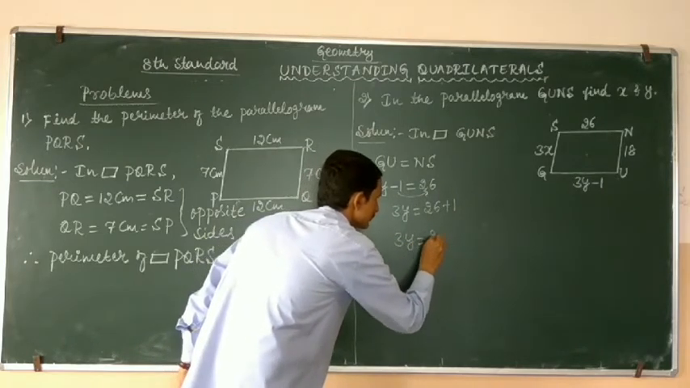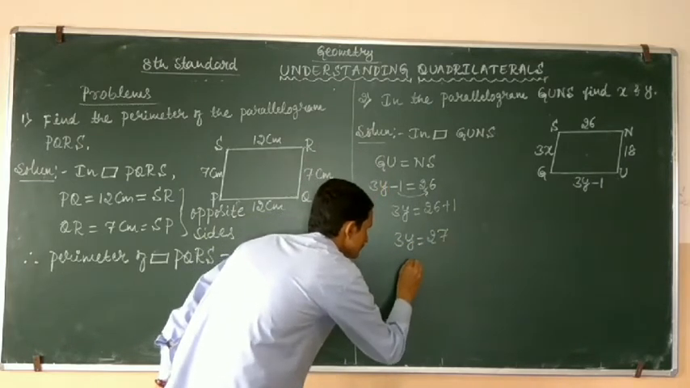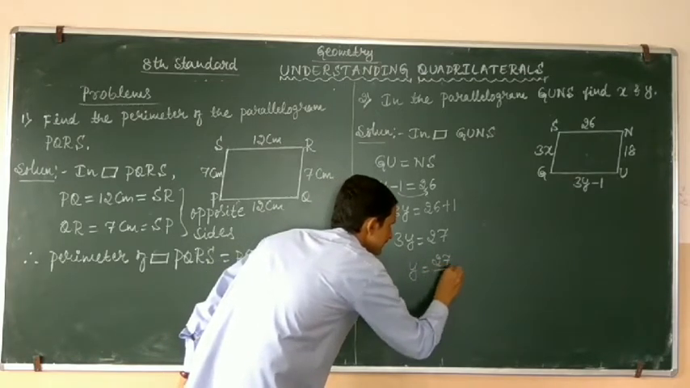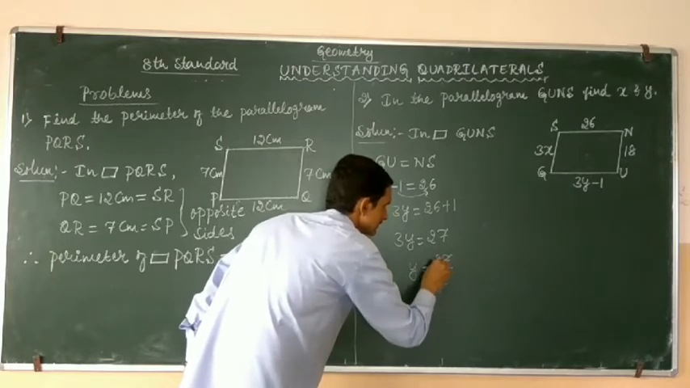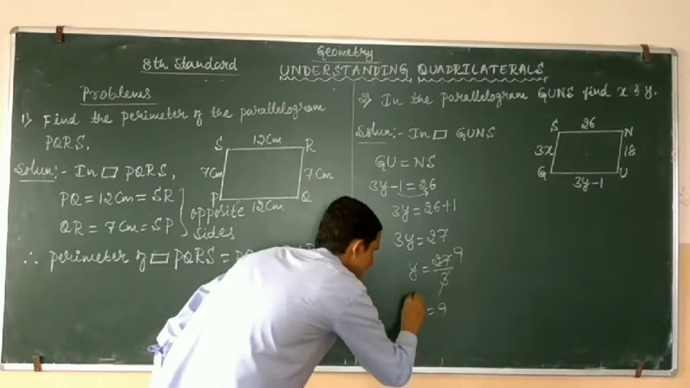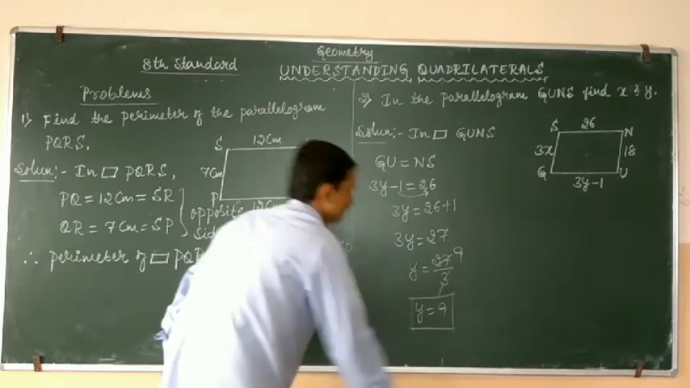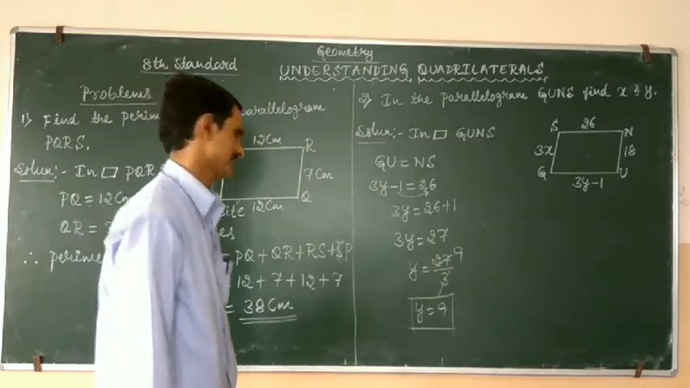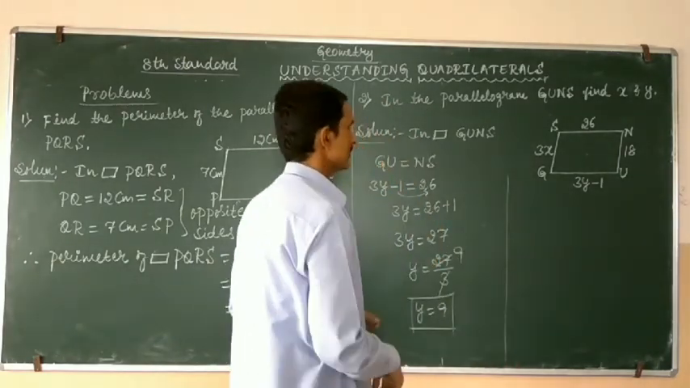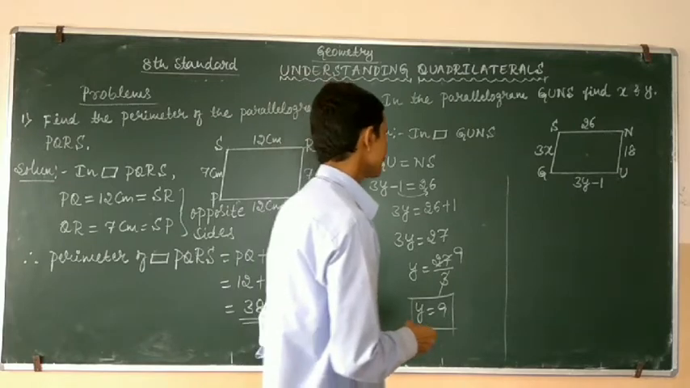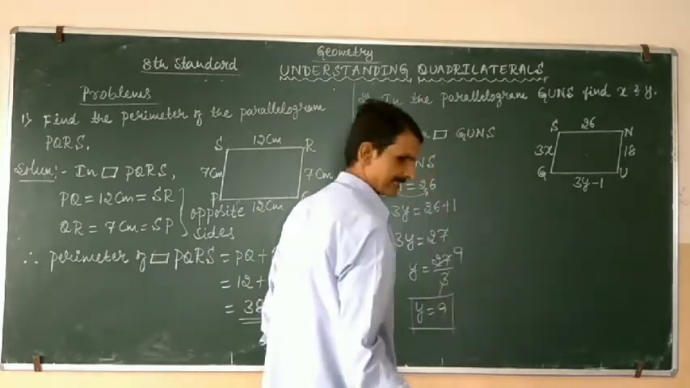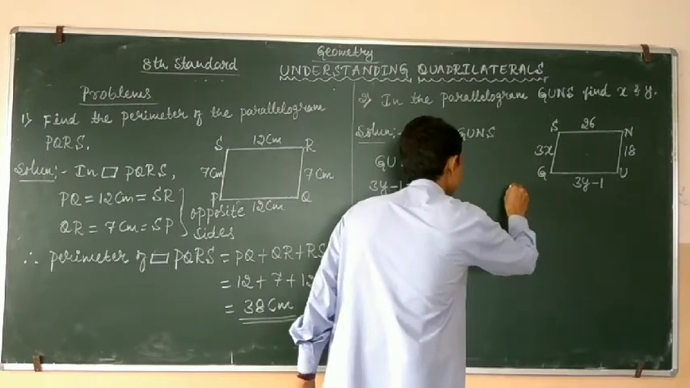3y equals 27. So y equals 27 by 3. So 3 ones are 3, 3 nines are 27. So y equals 9. The value of y is 9 units. Similarly, we will find another variable, that is the value of x.